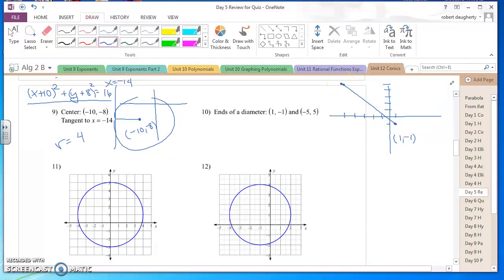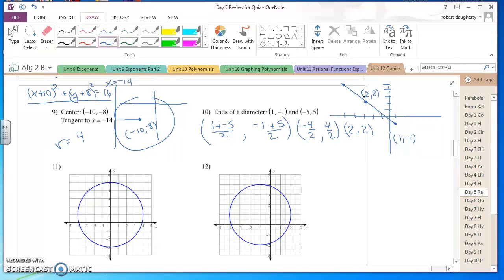So the radius will be half of that. I need to figure out the center. Graphically, you might eyeball it. It looks like it's about -2, 2, but I can find that with the midpoint. You just simply add the x values and the y values, divided by 2. So 1 plus -5 over 2, and -1 plus 5 over 2. That's my midpoint. So that's going to be -4 over 2 and 4 over 2. So -2, 2 is the midpoint. So this point is actually at -2, 2.